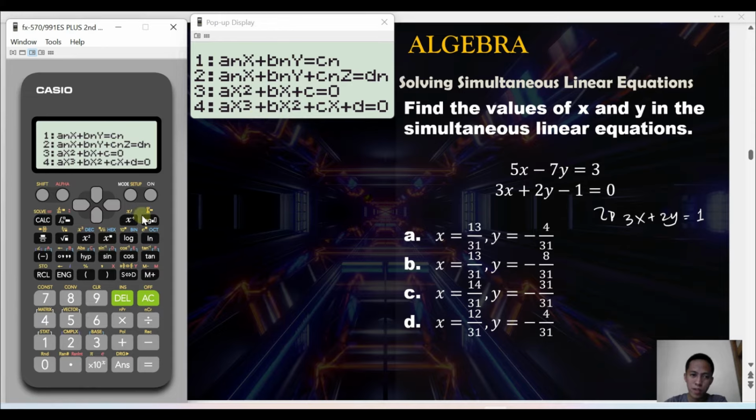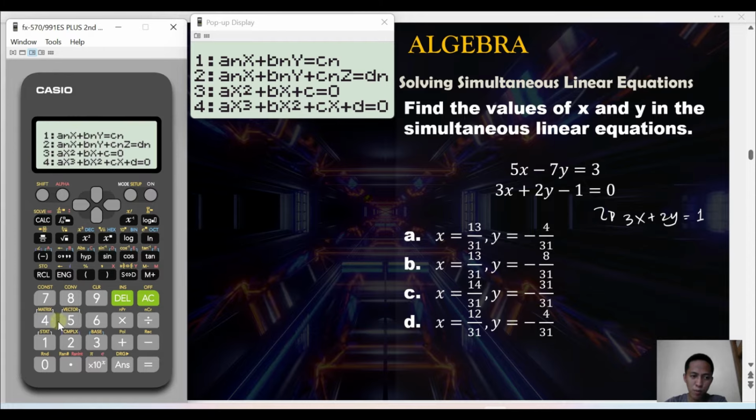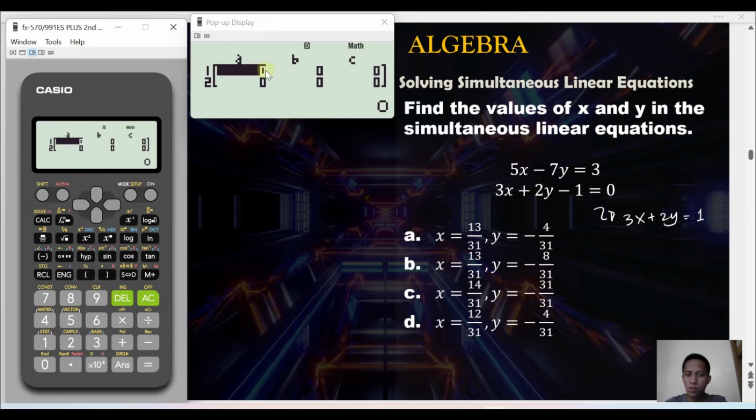So, after you press, okay, mode, we have here equation, mode 5, and that is number 1. So, dito lalagay lang natin yung coefficient. Okay, so what is the coefficient of x in the first equation? So, that is 5. 5 equals, so what is the coefficient of y in the first equation? So, negative 7. Negative 7. And we have the constant as 3.